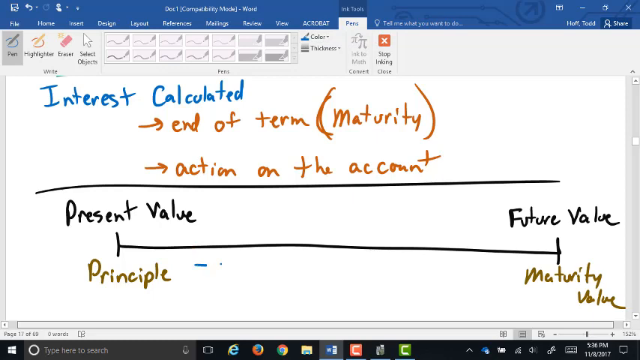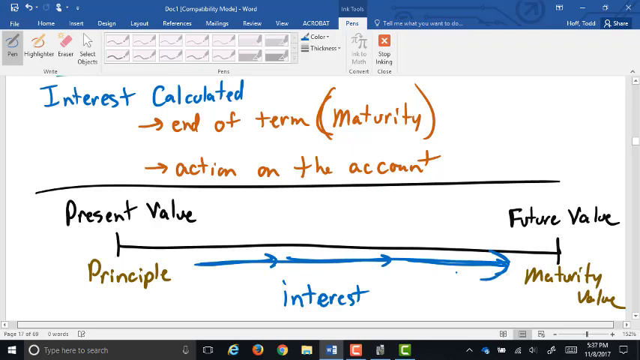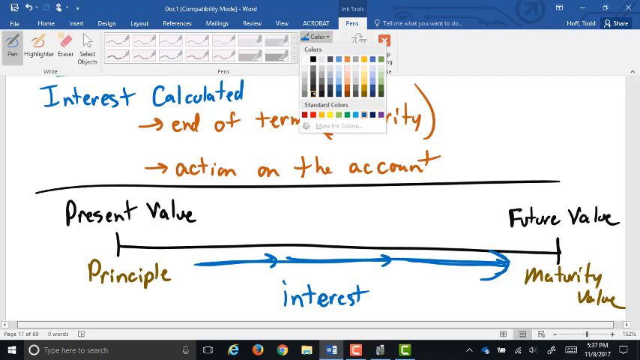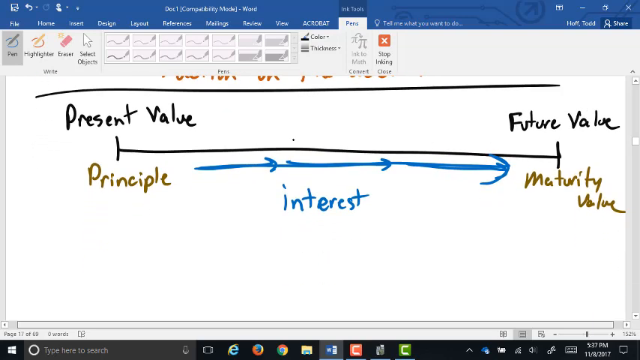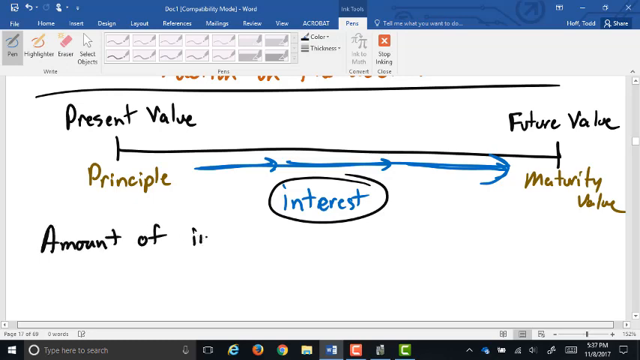What happens in between there is interest. In fact, it'd probably be more appropriate to have one solid arrow because the interest only gets figured in once. Generally. I should be careful. There are exceptions to that. So we're going to start out talking about that interest, the amount of interest earned.